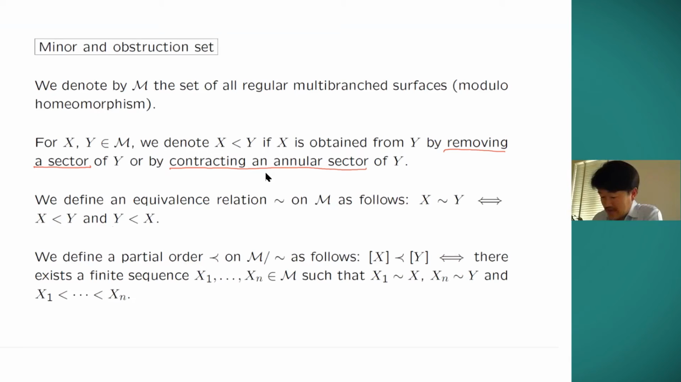We define a partial order as follows. For equivalence classes, X precedes Y if there exists a finite sequence X1, ..., Xn such that X1 is equivalent to X and Xn is equivalent to Y, and X1 precedes ... precedes Xn.